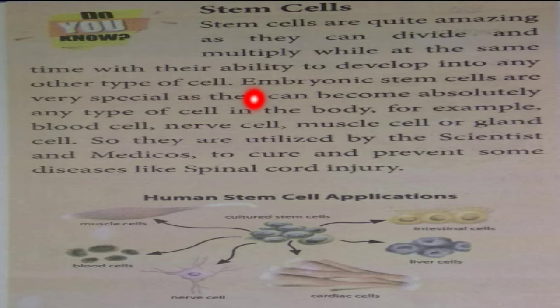This is a special character. Here the embryonic stem cells are very special because they can become absolutely any type of cell in the body, for example, blood cells, nerve cells, muscle cells or gland cells. So they are utilized by scientists and doctors to cure and prevent some diseases like spinal cord injury. So human stem cell applications are more in technology.